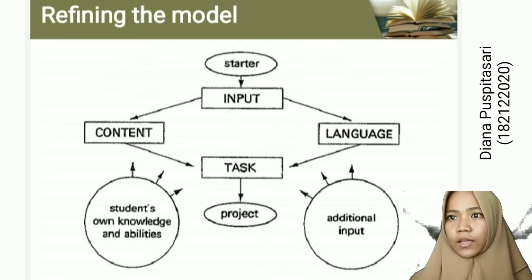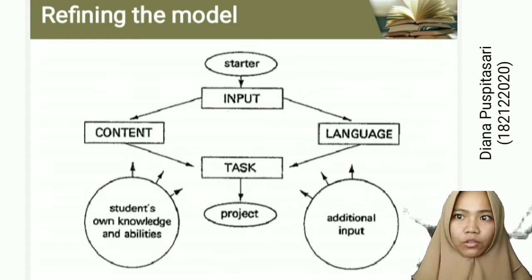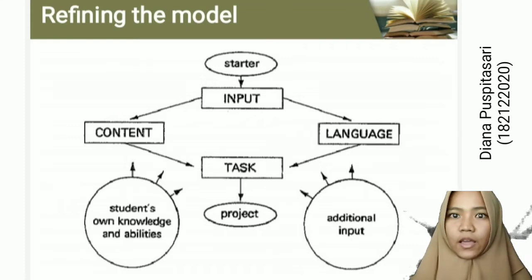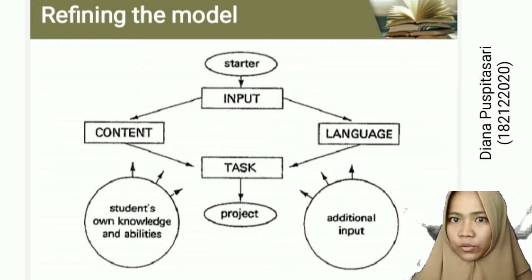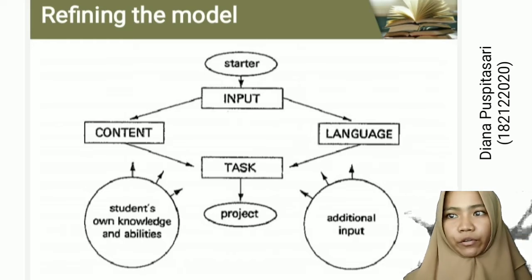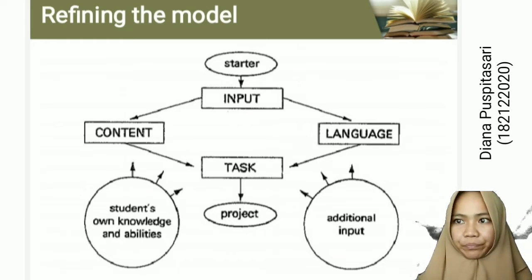First, starter. In language factors, for example, basic lexis or concepts. In learning factors, for example, orientation to topic or use of learners' existing knowledge. Next, input. In language factors, for example, text types or topics. In learning factors, for example, variety and interest level.